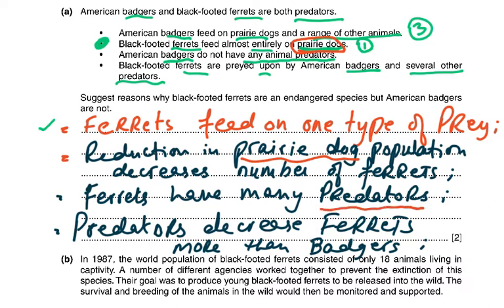Again, from the question we picked it up. The ferrets are preyed upon by the American badgers and several other predators. So same thing we are rewriting here. In this point, ferrets have many predators. Predators decrease ferrets more than the badgers. So the predators are eating more of the ferrets and less of the badgers, so that's why their numbers decrease and the badgers remain the same.